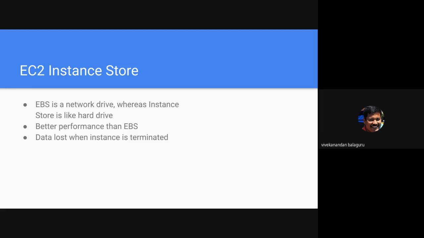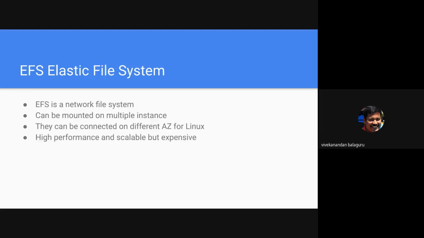This is basically a comparison where you have better performance than EBS. You use this when you want performance, whereas if you want data to be safe and available everywhere, replicated, then you will go for EBS. That's the choice here.